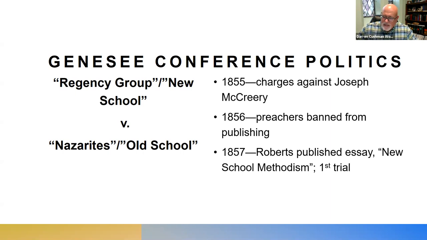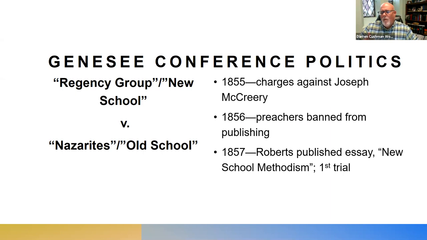Well, Roberts doesn't obey that. And the next year he publishes an essay called New School Methodism, which is a theological critique of these Regency Group guys. And a trial takes place at the 57 annual conference. He is found guilty, but then they struggle with the punishment. The punishment is to be reprimanded by the bishop. In essence, on the last day in the evening of annual conference, he goes and stands before the bishop, and the bishop dressed him down, and that was it. But it also comes with that prohibition, don't do this again.